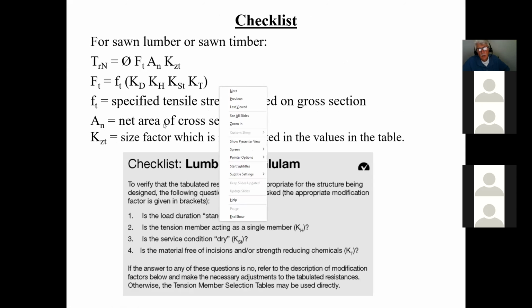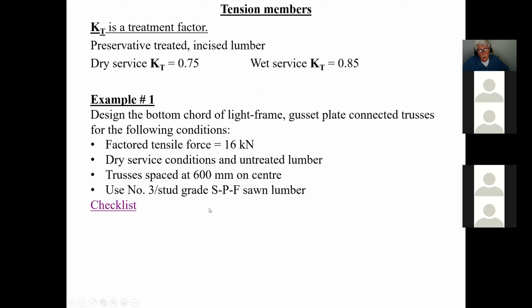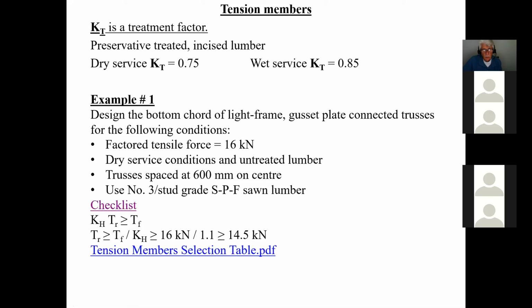So what we can do is we can go and modify the values in the table. So we can go and modify the value by the KH value. Okay, and we saw that before that it's 1.1. So what I can do is, just like we did for the trusses, I take my TR value is equal to my TF divided by my KH. And in this case, it's beneficial. In other words, I go from 16 kilonewtons and I drop down to 14.5. So when I go to the table, I'm no longer looking for 16, I'm looking for 14.5. And therefore, I go to the table and see what I need.